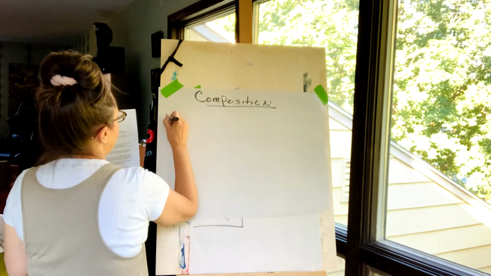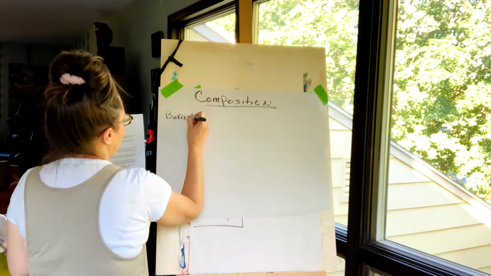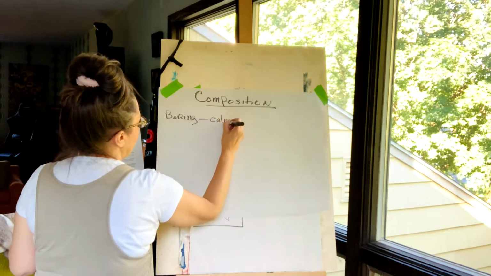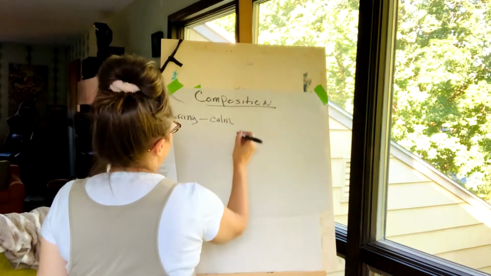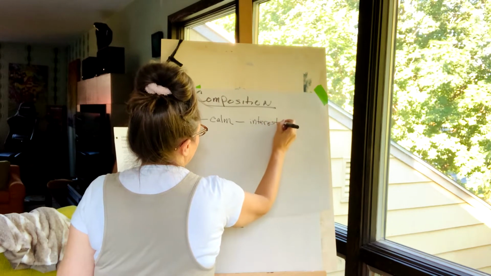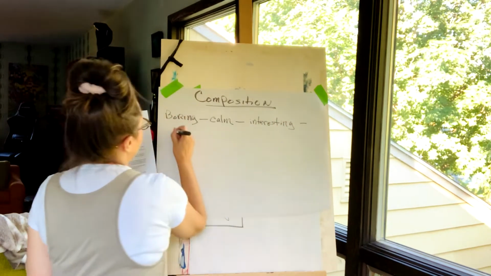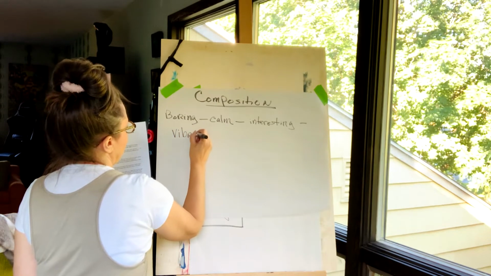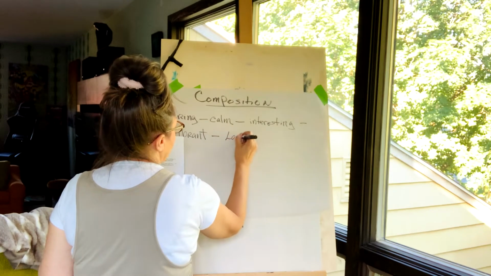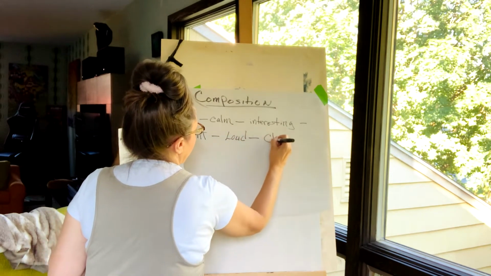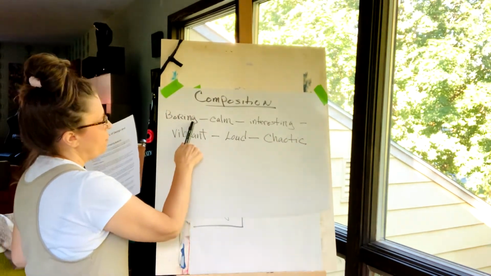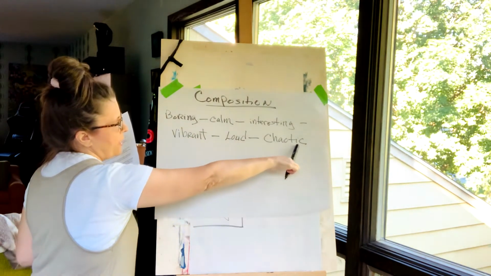So we start off with boring. There's not much going on. Calm. We got a few more elements of design. Interesting. Vibrant. Loud. And chaotic. Right? So you can go anywhere from a boring painting to a chaotic painting.